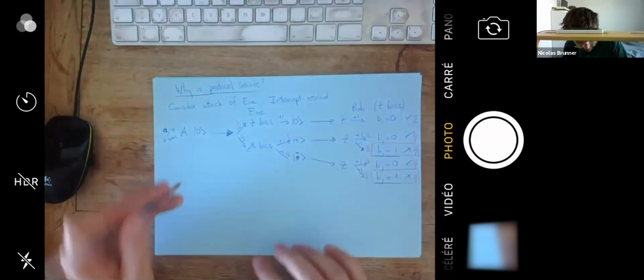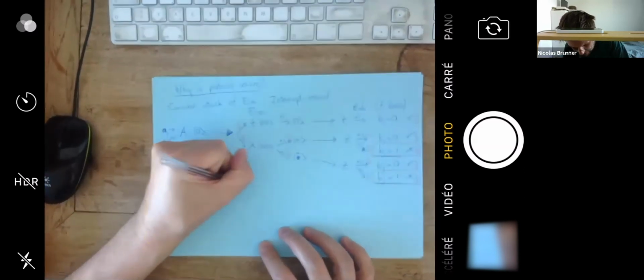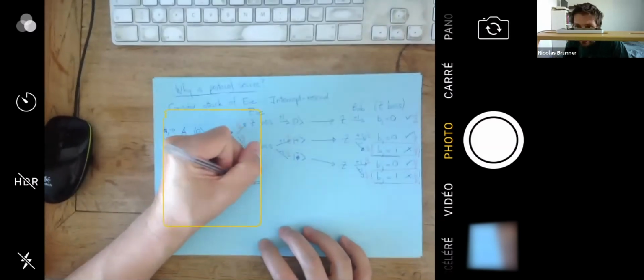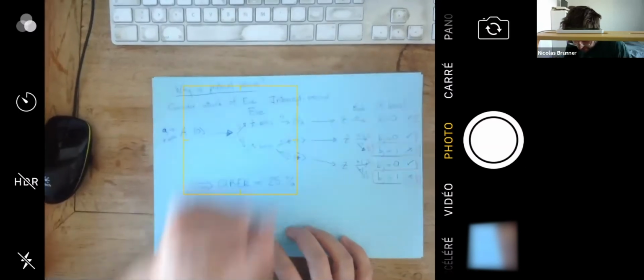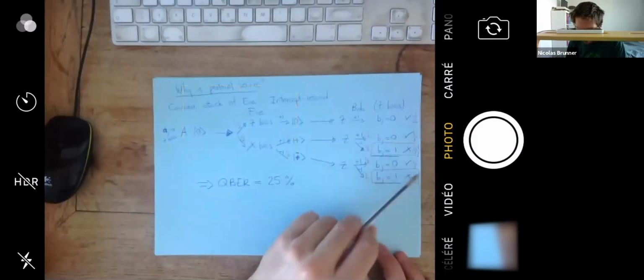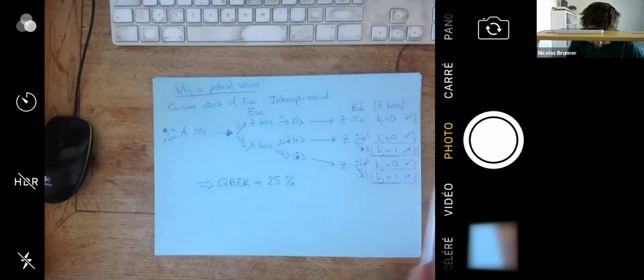Okay, so what I conclude from this is that the quantum bit error rate in this case is equal to 25%. Okay, it's the sum of these two. All right, so you see that if Eve would make this attack, as our intuition suggested before, she will introduce errors, okay? And in fact, these errors are relatively likely. They occur 1/4 of the time.